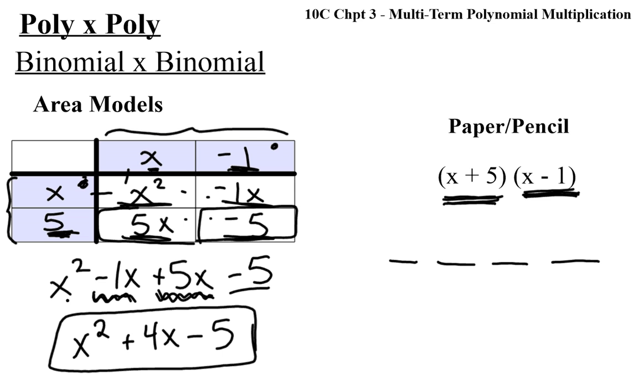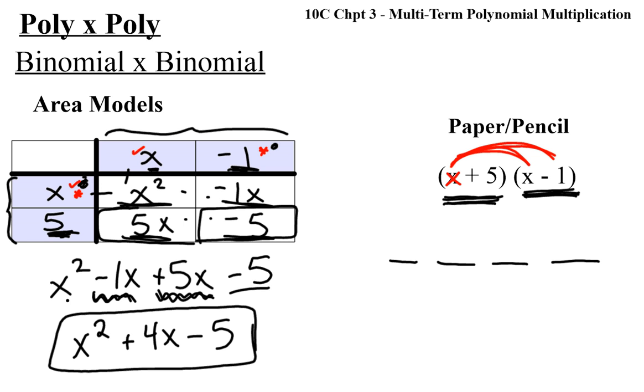The question is, where do those 4 terms come from? Well, what did we multiply first? The first thing we multiplied was x times x. The next thing we multiplied was x times negative 1. So this x in this term distributed to each term in the second one.